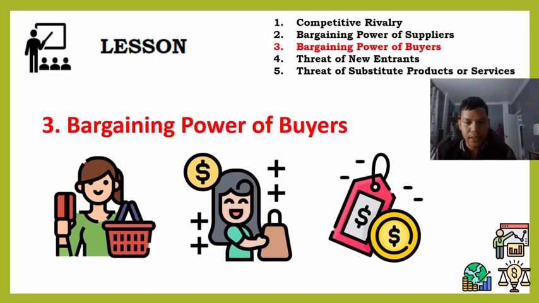So the buyers also have this bargaining power, especially if there are many sellers of the products. And on the other hand, when the buyer has low bargaining power, it means that the buyer only purchases a minimum or small amount of products, and especially if the products have a low quality.